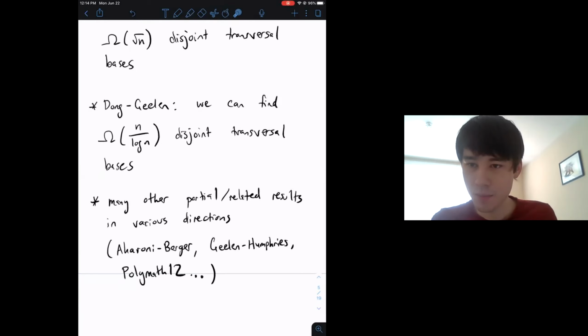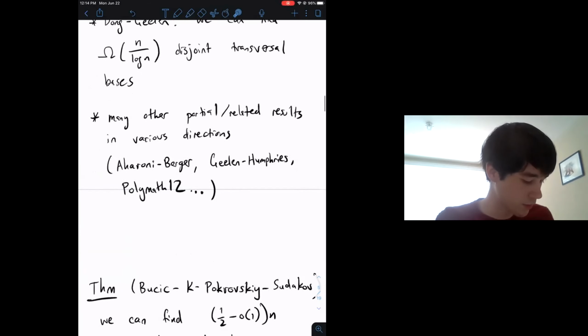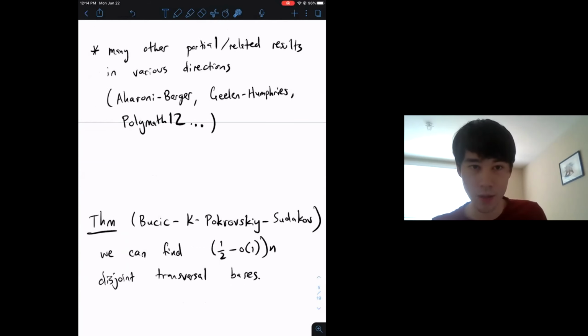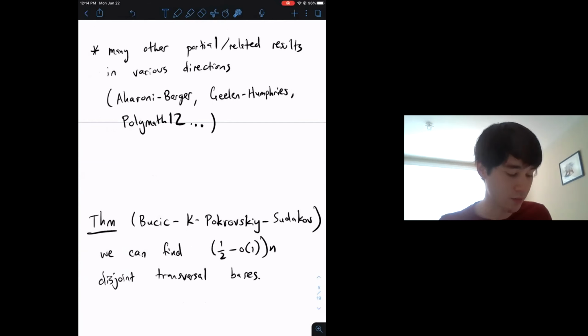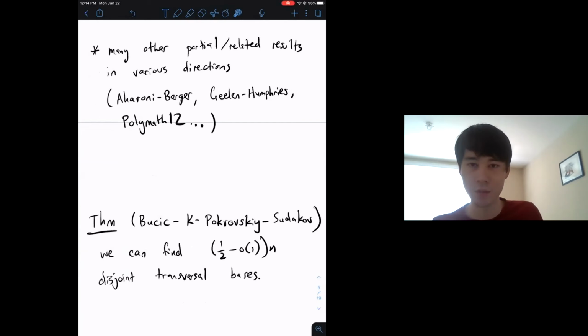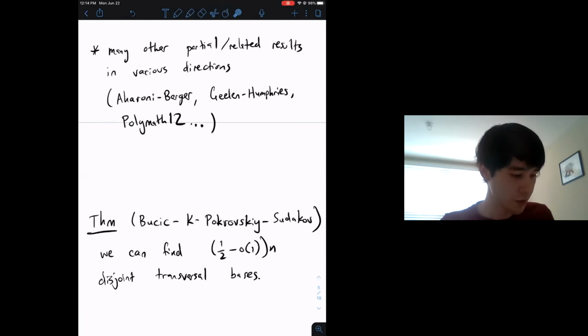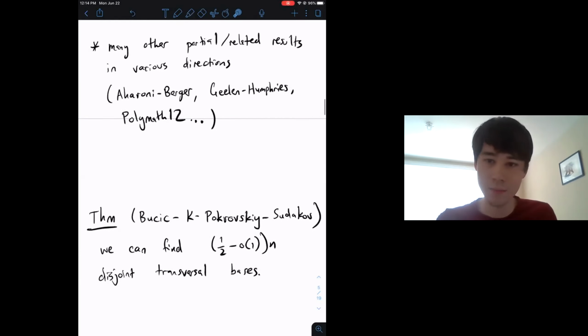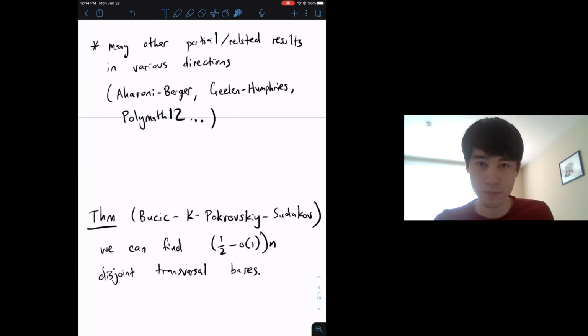Okay, so that is something about the history of the problem, and then what we proved. So our result is that in this setting, where you've got n bases in a rank n matroid, you can find at least, well, almost n over 2 disjoint transversal bases. So this improves these two results of Gillen and Webb and Dong and Gillen. Okay. Are there any questions about that before I get into the proof?